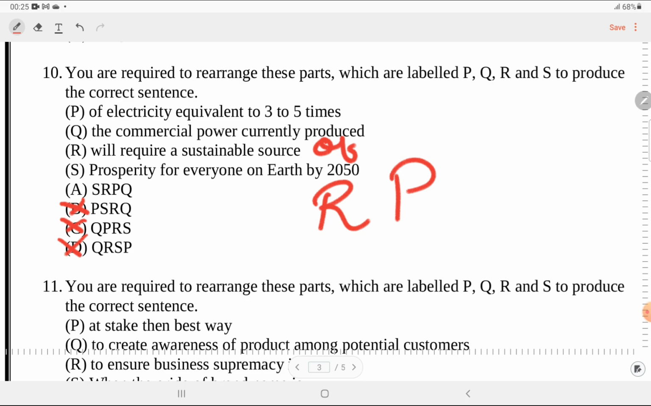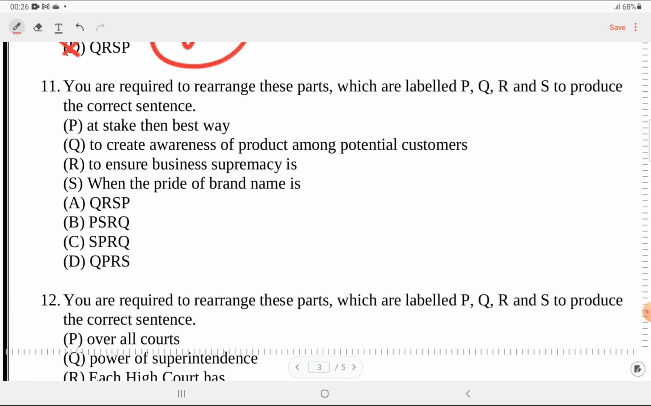So I did not read the whole of it. It is A which goes as per my understanding. Okay, it is SRPQ, the correct one. See how I'm locating the answer. मैंने पूरा नहीं पढ़ा. I saved my time and I could reach the answer also. Next, 11th.